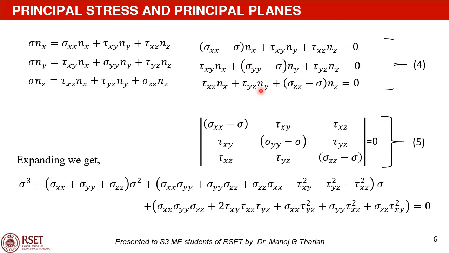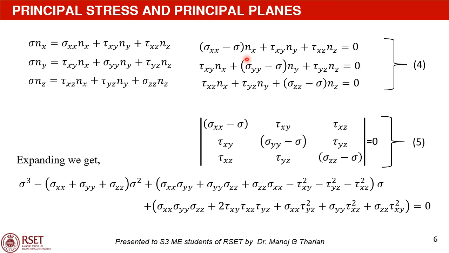In this set of 3 equations, sigma represents the principal stress, nx, ny, and nz represent the direction cosines of the corresponding principal planes. Now, this set of 3 equations represents an eigenvalue problem, where sigma is the eigenvalue and nx, ny, and nz are the corresponding eigenvectors. Once the value of sigma is known, this set of 3 equations represents a set of 3 simultaneous linear equations.